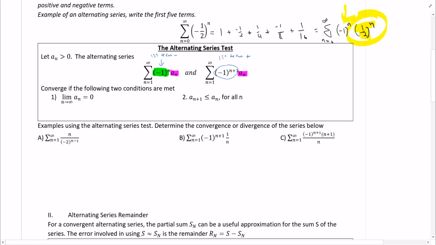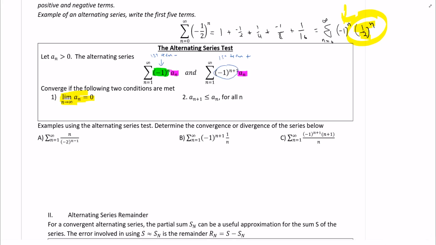And so if we can write it this way, then we can look at that formula for the nth term separately, and it will help us determine the convergence of the alternating series. So here's how we know if it converges. First of all, the limit of that nth term as n goes to infinity must be 0. That's the same condition that we've been using in our test for divergence. If the limit is not 0, then it diverges.